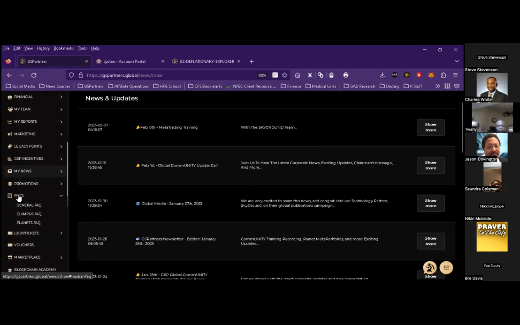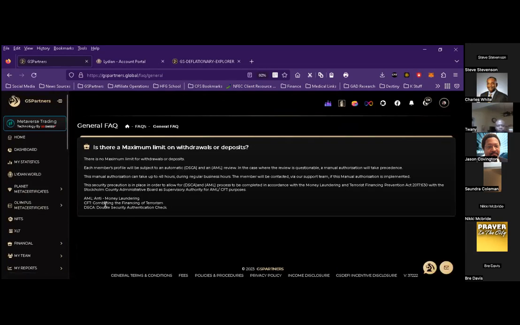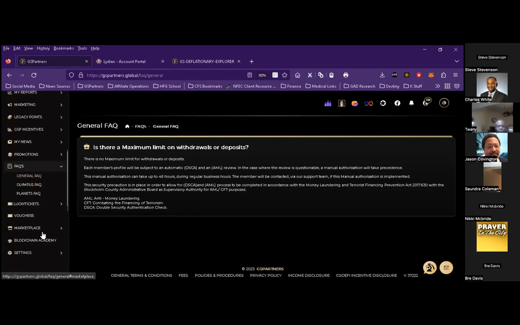The FAQs is a new addition. There are 3 FAQs here, one about the Olympus certificates, one about the Planet certificates, and a general one talking about anti-money laundering, combating the financing of terror, and double security authentication check. If you were interested in those topics, take a look at this. It's a quick read. I didn't know it was there until I had to teach on it.